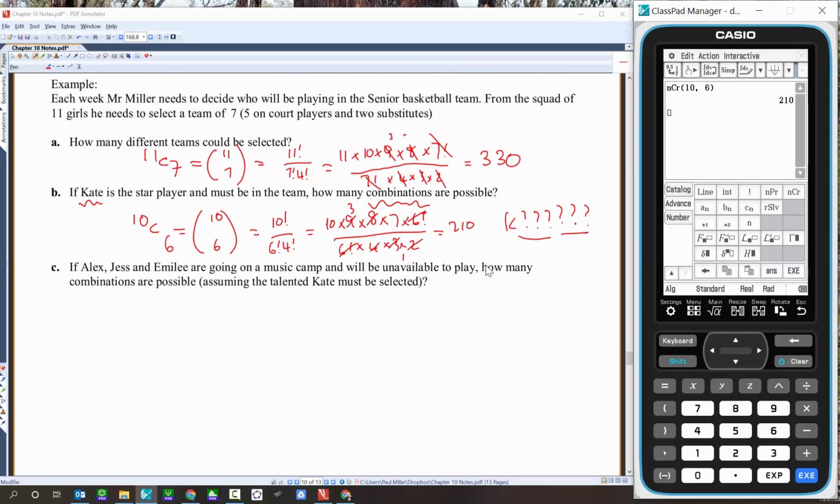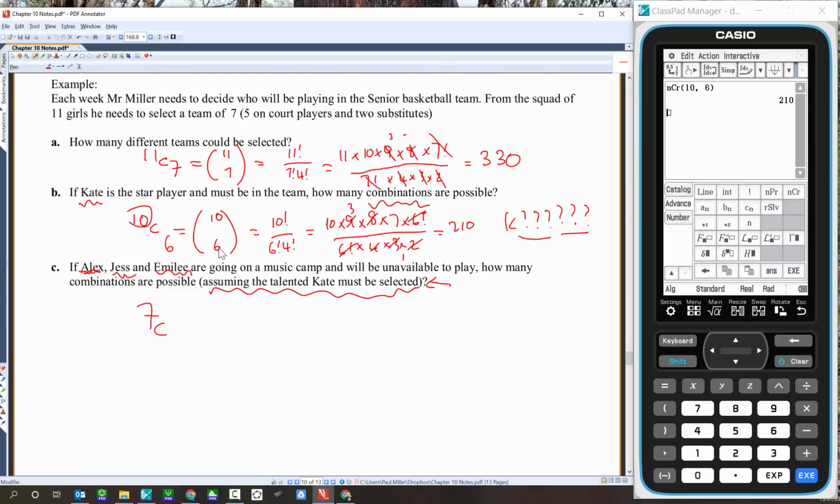All right, so if Alex, Jess, and Emily are going on a music camp, and will be unavailable to play, how many combinations are possible, assuming the talented Kate must be selected? I don't think that's actually in your notes, so just add that little sentence there. All right, so let's just check it out. So we've got Alex, Jess, and Emily going on camp. Previously, we did 10 choose 6, but we don't have 10 anymore. Now we've got 7 players to choose from because 3 are on music camp.